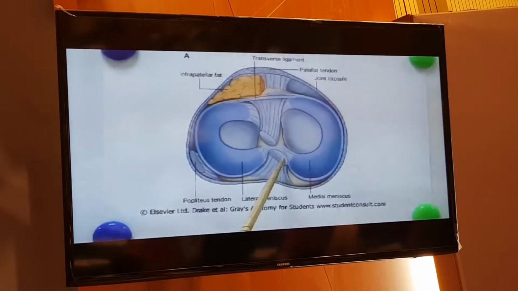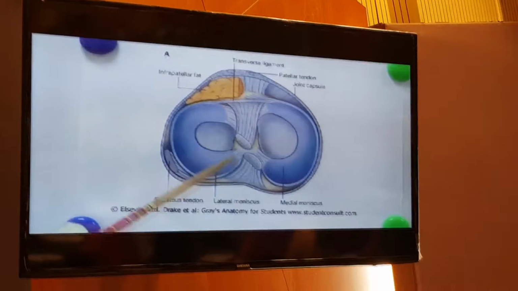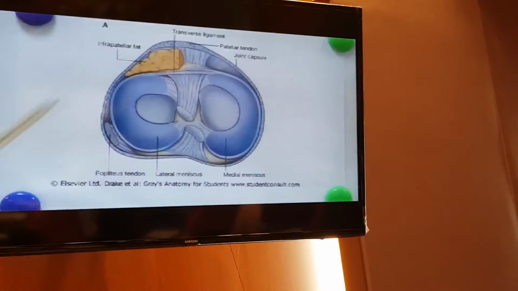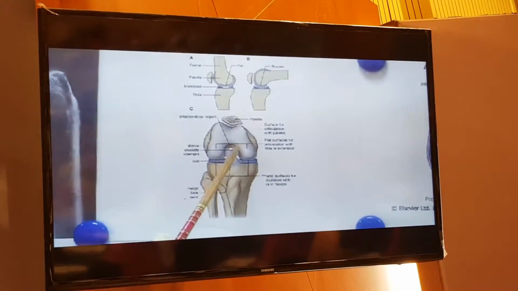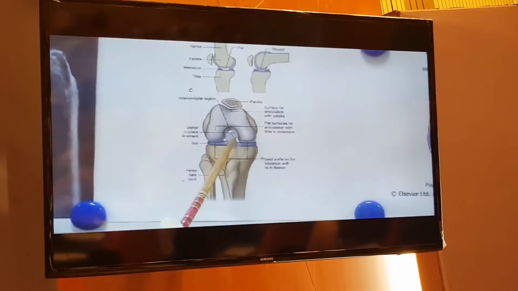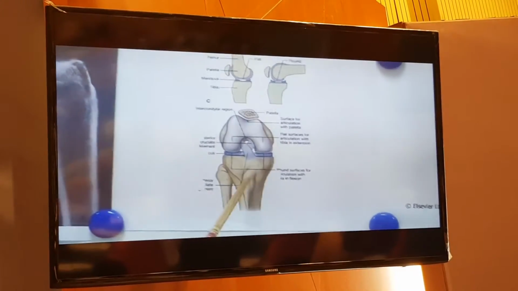Now we are going to show you in the bone there. Okay. Again, I am going to show you here. Here is the anterior cruciate ligament, and this is the posterior cruciate ligament, and here is the tuberosity of the tibia.